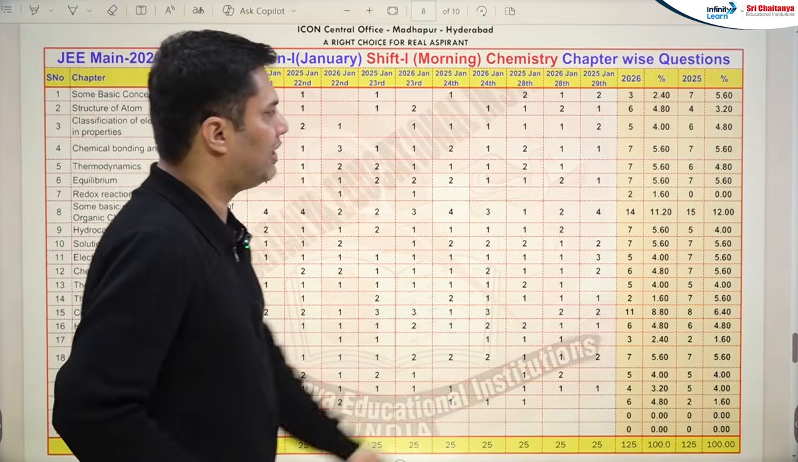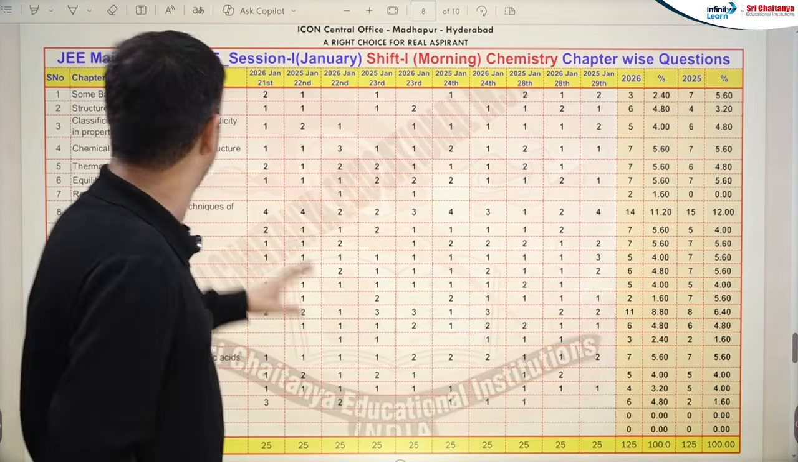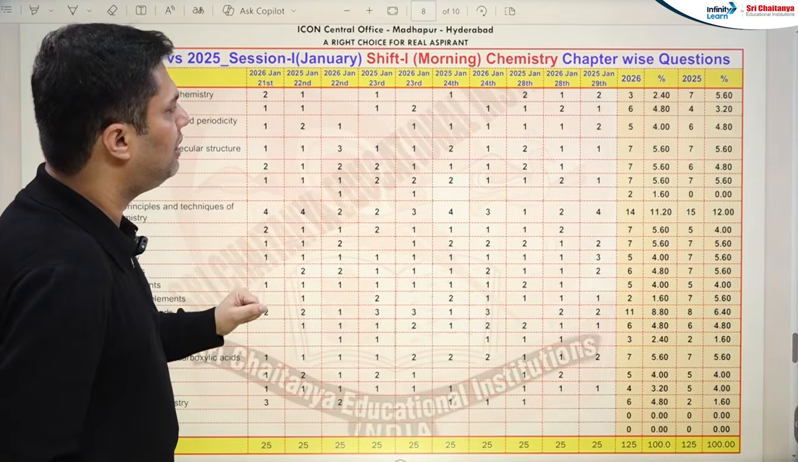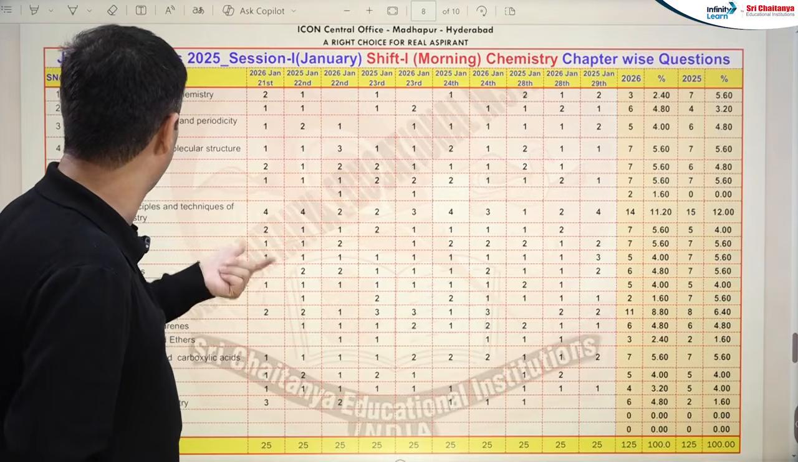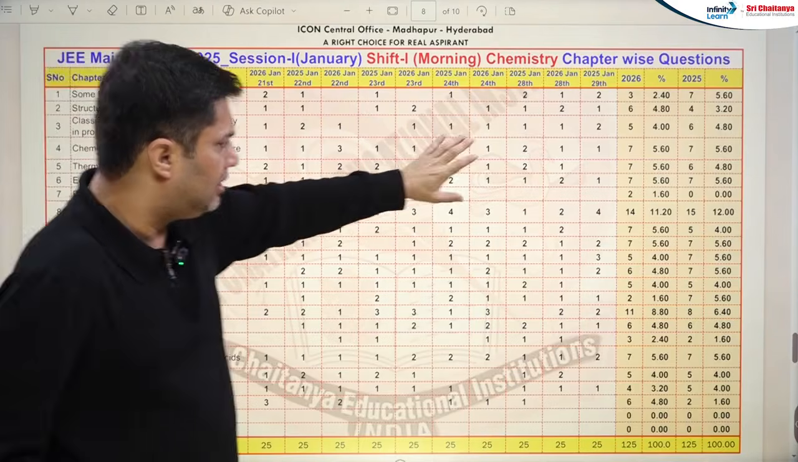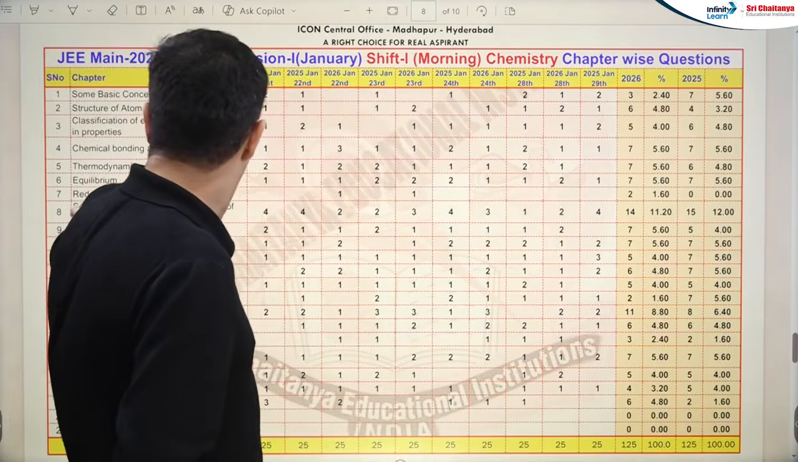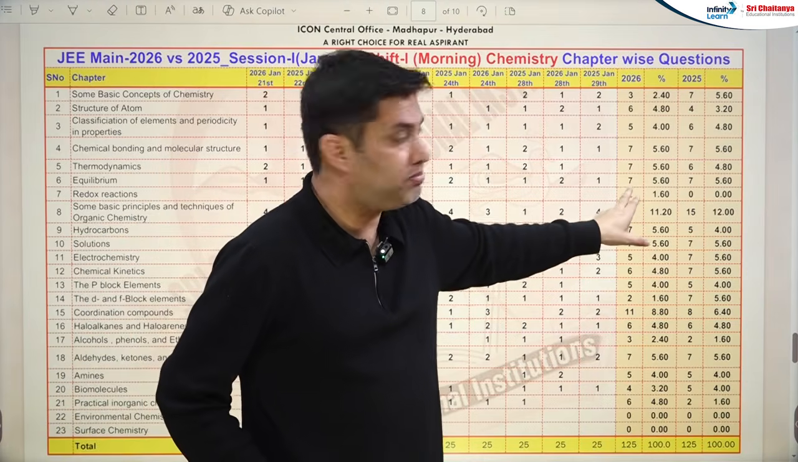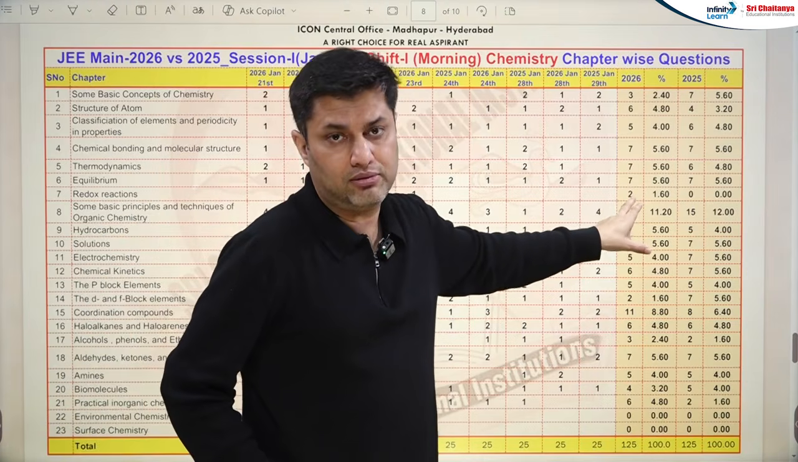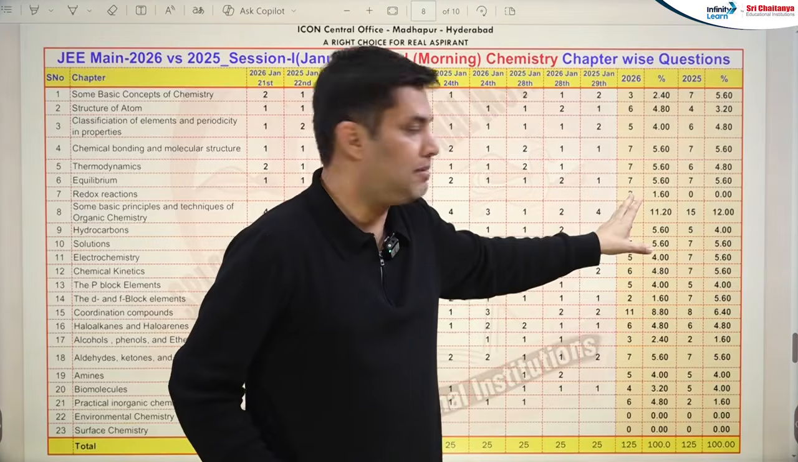Let's compare straightforward: 3 and 7. The weightage has decreased for basic concepts of chemistry, but the weightage has increased in atomic structure. Periodic properties slightly decreased. Any remarkable change? 2 and 0. Redox reactions they have asked this year. So please be focused and more alert, more attentive for the April attempt.